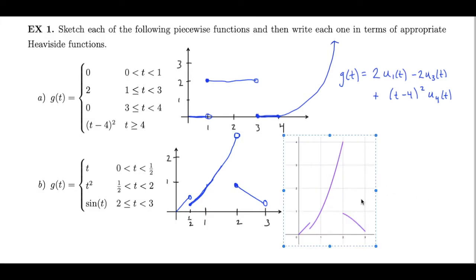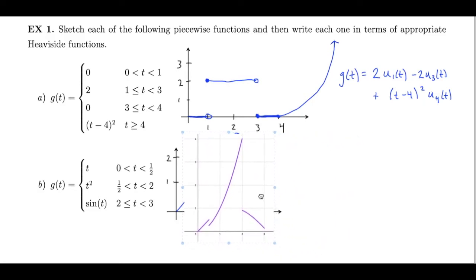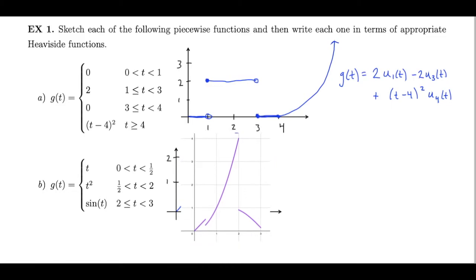Here's an actual computer-generated graph. I wasn't too far off, but you get the idea. I'll just cover up my ugly graph here. So we have a sense of what the function looks like. Let's go ahead and represent that function using appropriate Heaviside step functions.